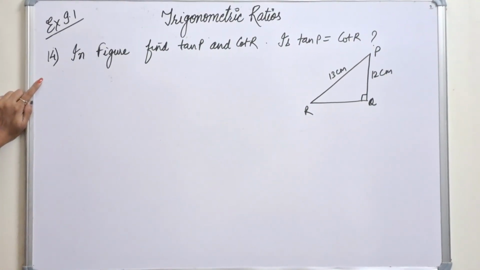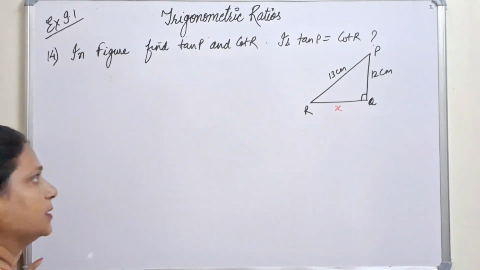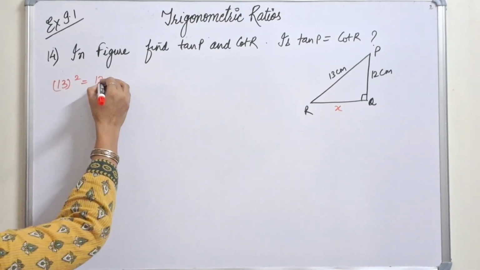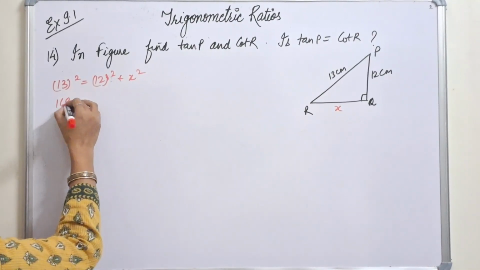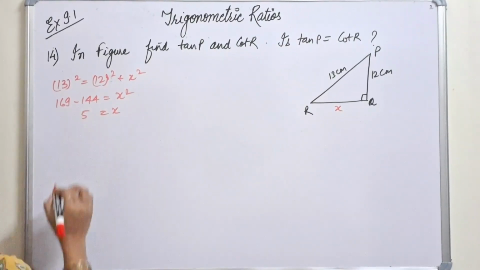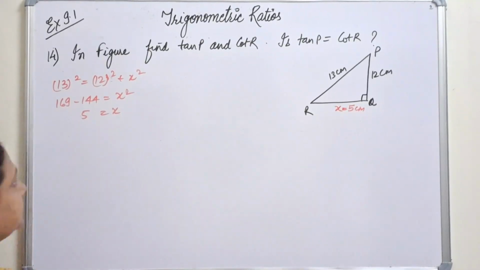See, figure is given to you. Here this is required. So 13 square is equal to 12 square plus x square. So 169 minus 144 is equal to x square. So x will be equal to 5. So this is 5 centimeter.